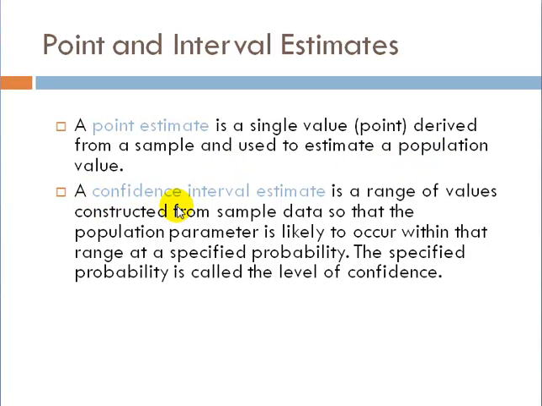Second, a confidence interval estimate is a range of values constructed from sample data so that the population parameter is likely to occur within that range at a specified probability. The specified probability is called the level of confidence.